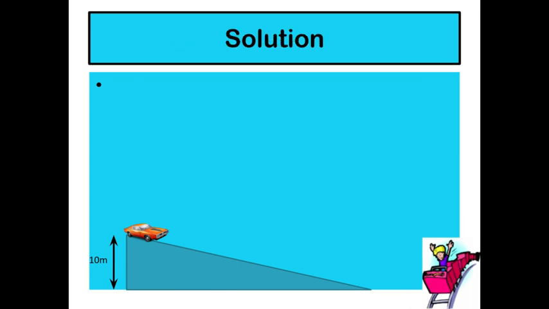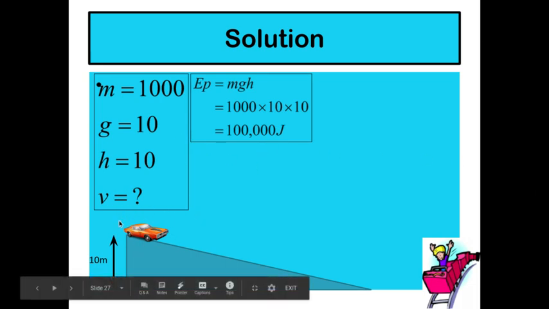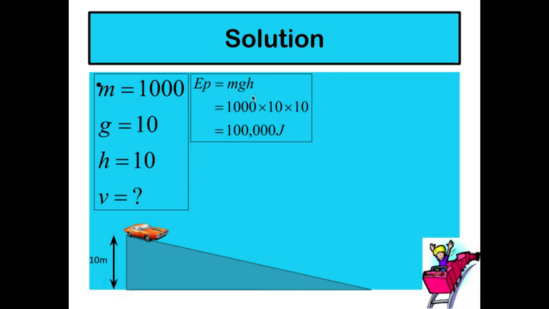Hi there, welcome back. So first things first, always get your data list down. So the mass equals 1,000. The gravitational field strength, we know, is 9.8, but for this question, we're just going to take it as 10. And we've got the height, which is 10 as well. And we're asked to calculate the velocity. So there is no formula that can link all these together to give us velocity, but we know that potential energy equals mgh, okay? So let's work out the potential energy of this car at the top. So EP equals mgh, that equals 1,000 times 10 times 10, and that equals 100,000 joules. So we've now got the potential energy at this point.